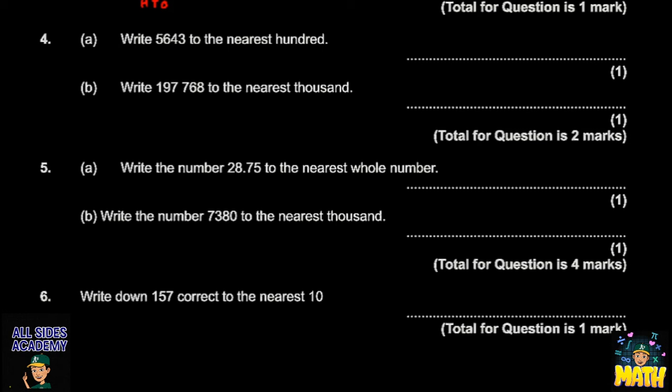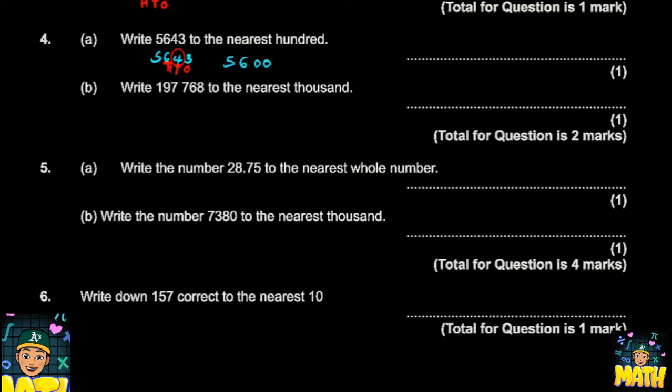All right, write this to the nearest 100. So we write the number, note the place value. So ones, tens, hundreds, and thousands. So we are going to focus on the digit in the hundreds, which is 6. The digit next to it is the 4. So the 4 is below 5. So it's not going to round the 6 up. So it will remain as 5,600.